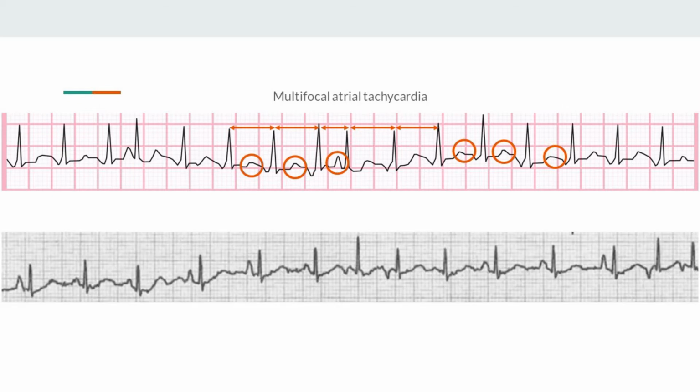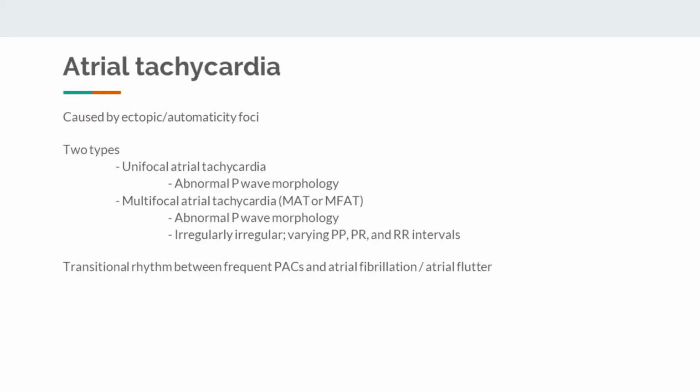And here is another example of multifocal atrial tachycardia. Check out the P waves and how they keep changing their shape. Some are even inverted. And again, notice the varying distances between the heartbeats. Atrial tachycardia is typically seen as a transitional rhythm between frequent PACs and atrial fibrillation or atrial flutter. We will discuss PACs later in the video, but for now, let's move on to atrial flutter.